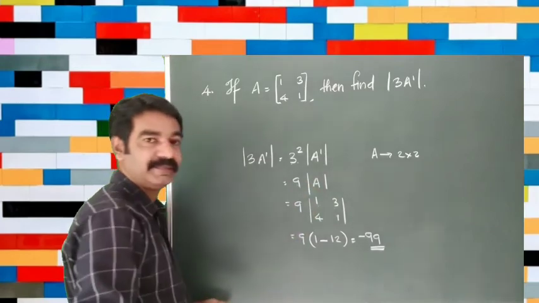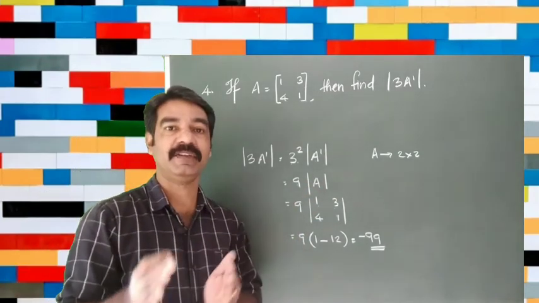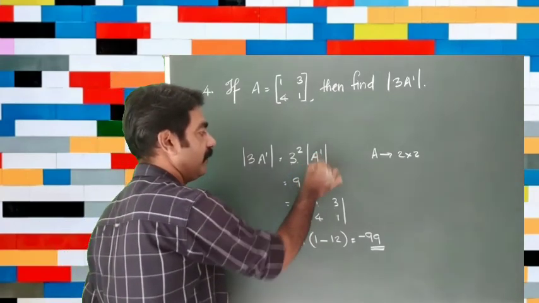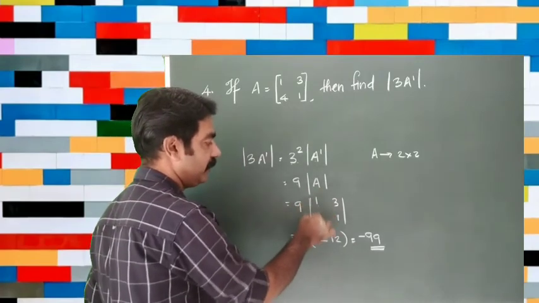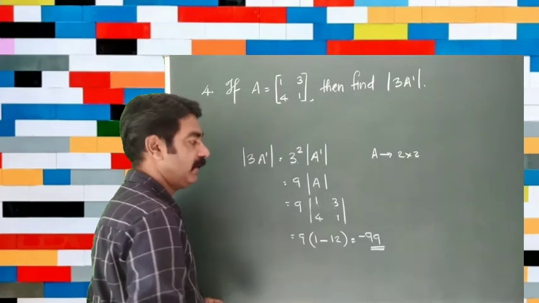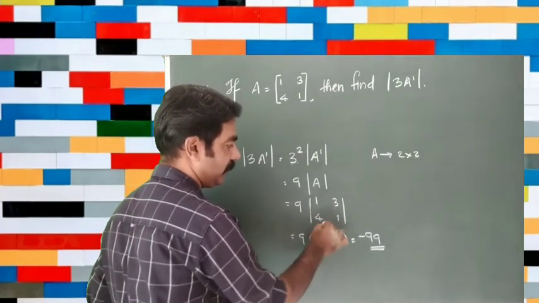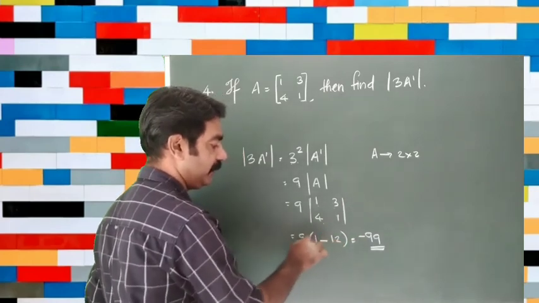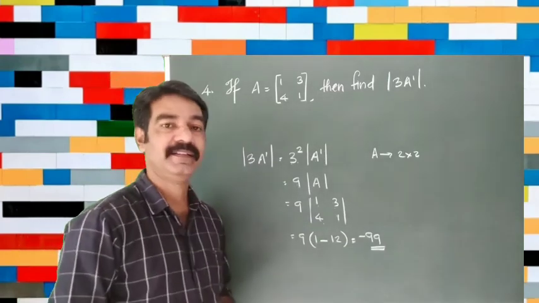The determinant of A dash is equal to the determinant of A, since we already learned that the determinant of a matrix is equal to the determinant of its transpose. So 9 times det A, where A is the matrix 1, 3, 4, 1. That is 9 into 1 minus 4 times 3, which is 12. So 1 minus 12 is minus 11, into 9 is minus 99. So the answer is minus 99.